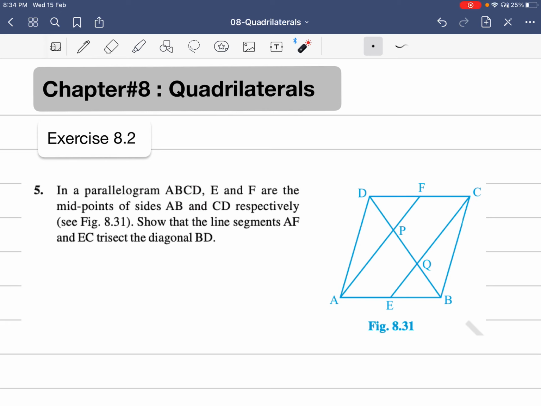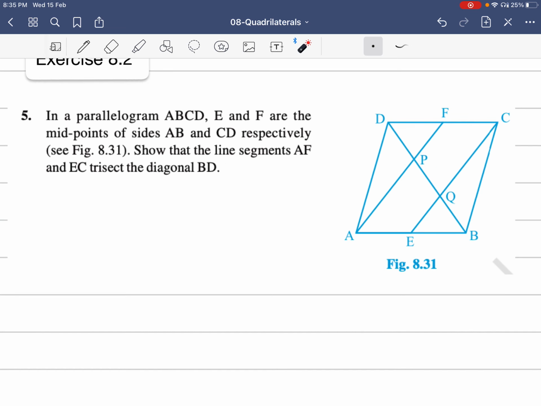So in this video, we're going to see a problem from exercise 8.2, which belongs to chapter number 8, quadrilaterals, and we're going to look at problem number 5, which is from this figure 8.31. Okay, so let's read what the problem is. Let's try to zoom in a bit.